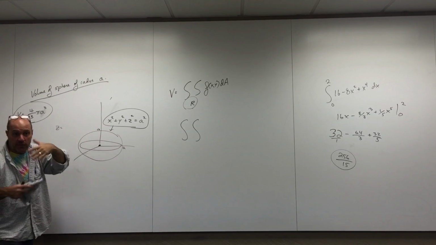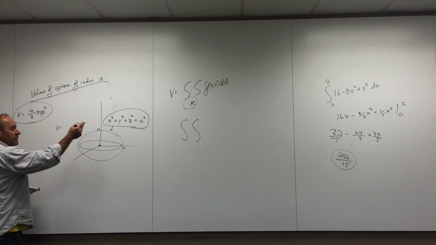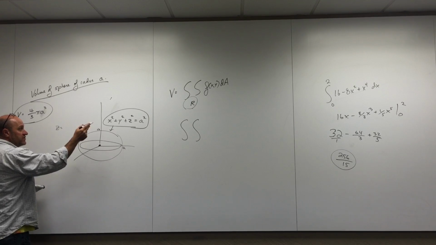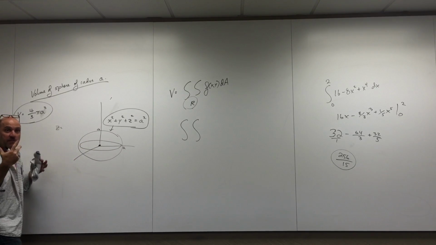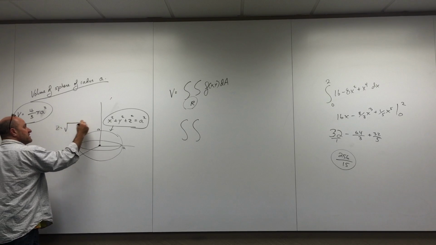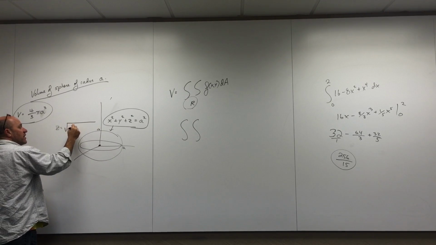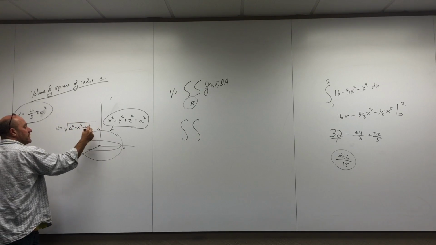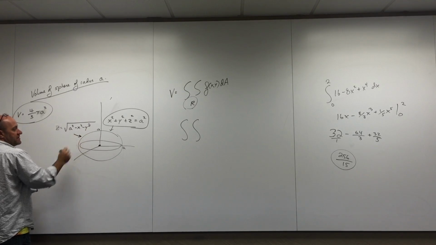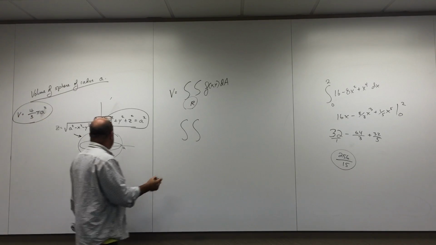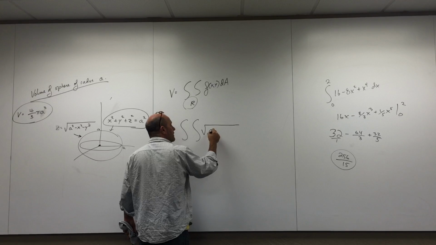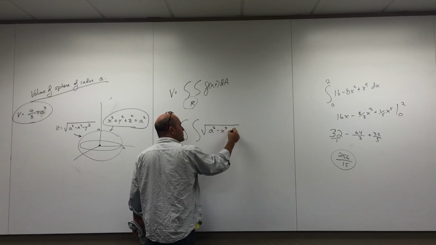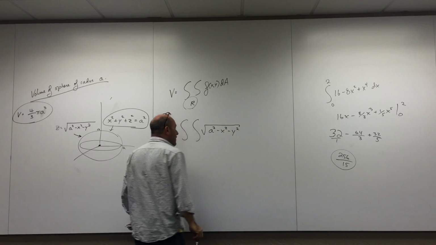So anyway, he was suggesting that when I solve for z, I just take the positive square root. So it's the positive square root of a squared minus x squared minus y squared, and that's the equation of this top hemisphere. Okay, so you're saying that's what I'm integrating. That is what I'm integrating: a squared minus x squared minus y squared. Okay. All right.